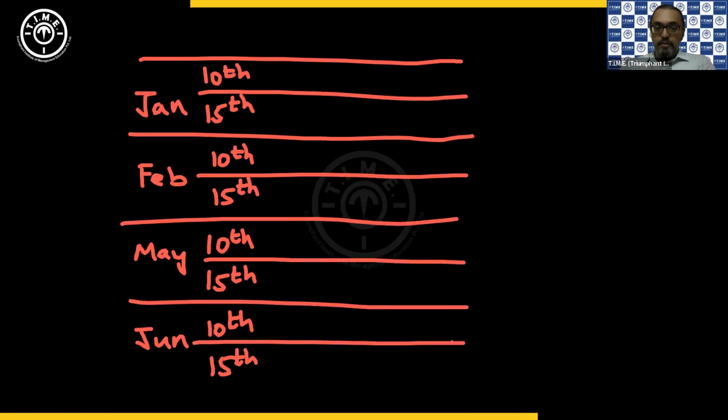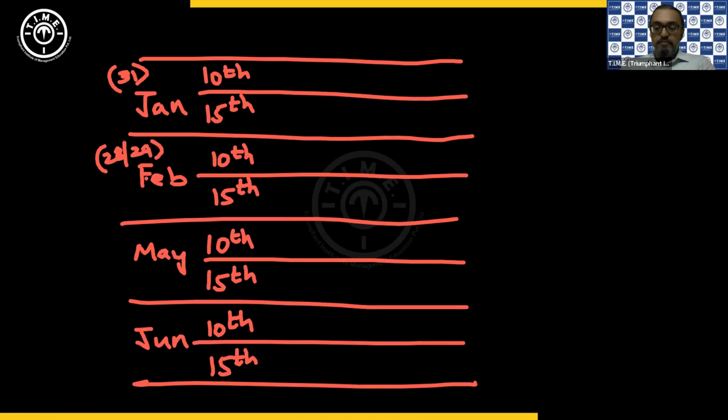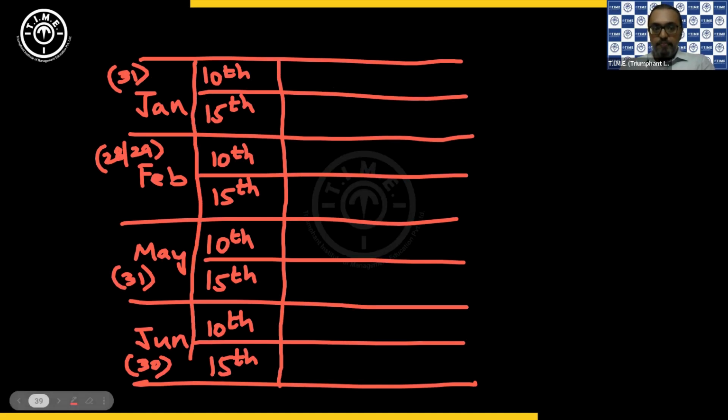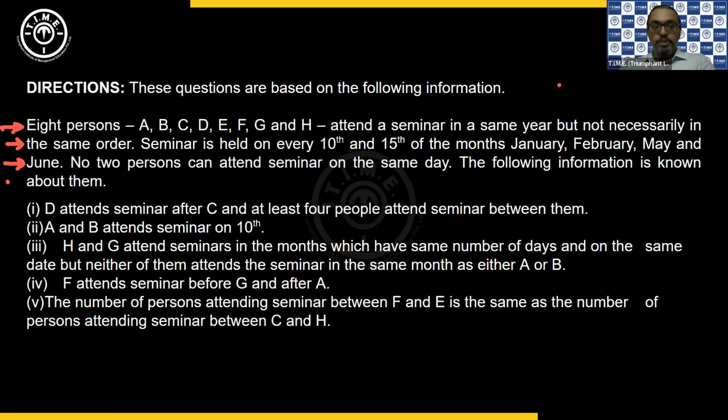Okay. Yeah. And the number of days, Jan has 31, Feb can have 28 or 29. Then May has 31, and June has 30. Okay. Now let's see this. How to fix that. Right. Now the following information is known about them. Condition 1, D attends the seminar after C and at least 4 people attend the seminar between them.